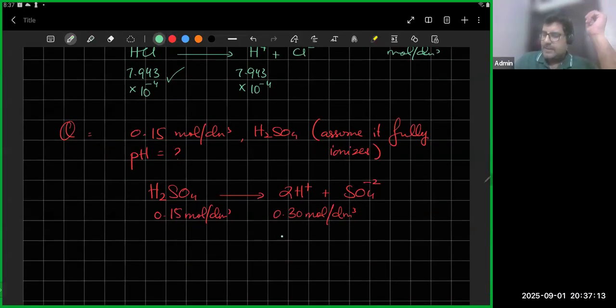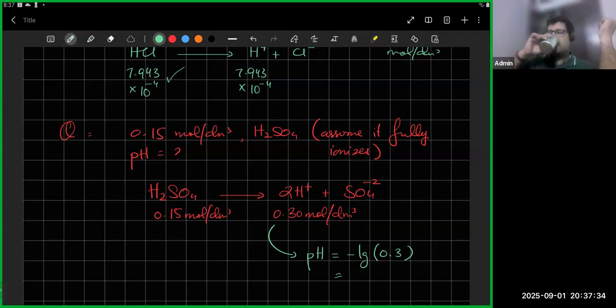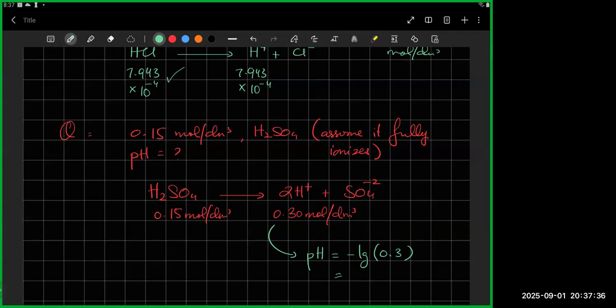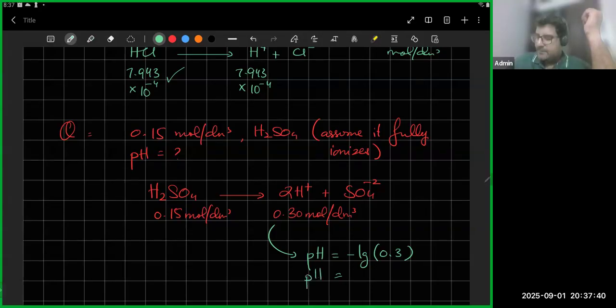Now, pretty easy to calculate pH. You know the H plus concentration. pH is the negative log of the concentration of H plus, which is 0.3. So what is the value if you take the log of 0.3? You would have to use the calculator here. So 0.52. Because the pH is 0.52.